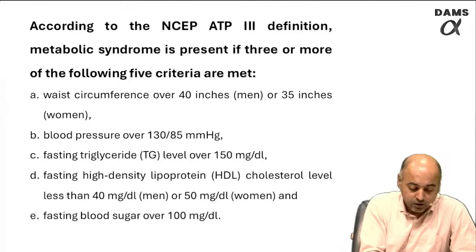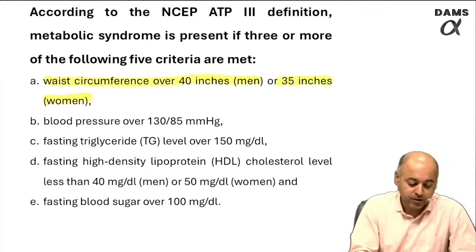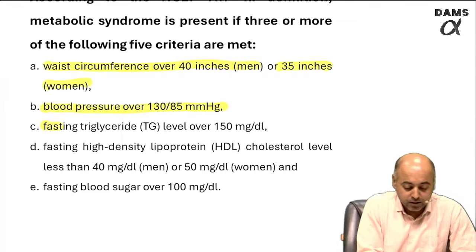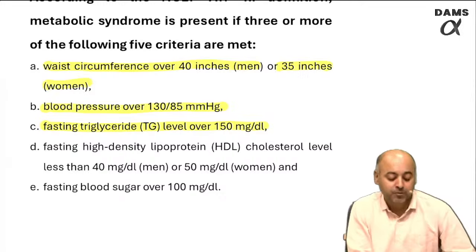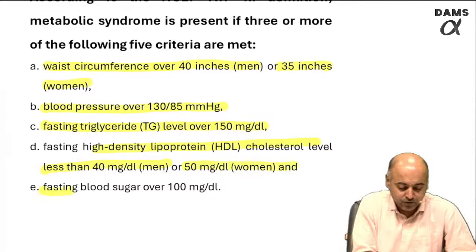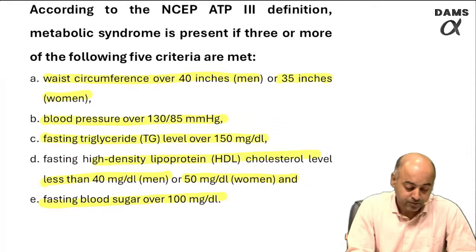So first, waist circumference over 40 inches for men and 35 inches for women. Blood pressure over 130 by 85 millimeter of mercury. The TG level over 150 milligram per deciliter. The HDL level less than 40 in men and less than 50 in women. And fasting blood sugar level over 100 milligram per deciliter.